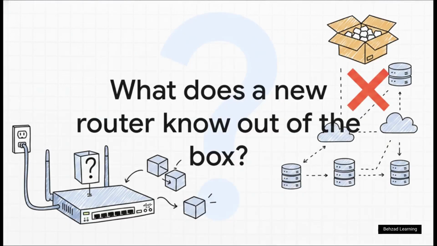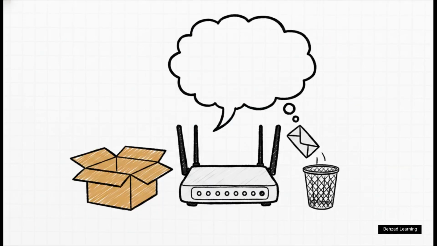So let me throw a scenario at you. You just unboxed a shiny, brand new, incredibly expensive enterprise-grade router. You rack it, you plug it into the wall. What does it actually know about the internet, or even your company's network, right out of the box? I mean, what actually happens when it receives its very first piece of data? The answer is absolutely nothing.